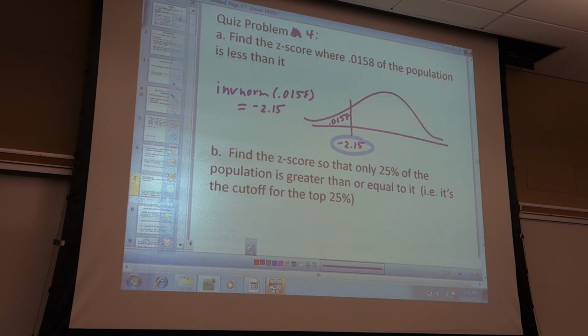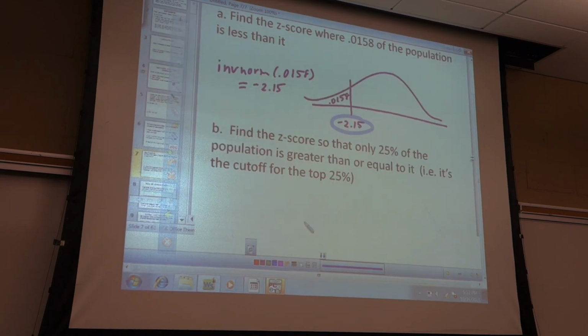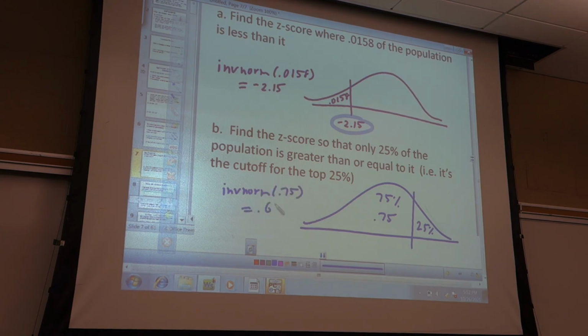25% of the population is greater than or equal to it. So does 25% go on the top or the bottom? The top. So it's going to be over here, which means what's on the left? 0.75. So this time, Lauren, what did you do for this one? I did the inverse norm for 0.75, and I got 0.6745 as my z-score. 0.6745. So again, we're going to round our z-scores to 2 decimal places, so we put in 0.67. Good?